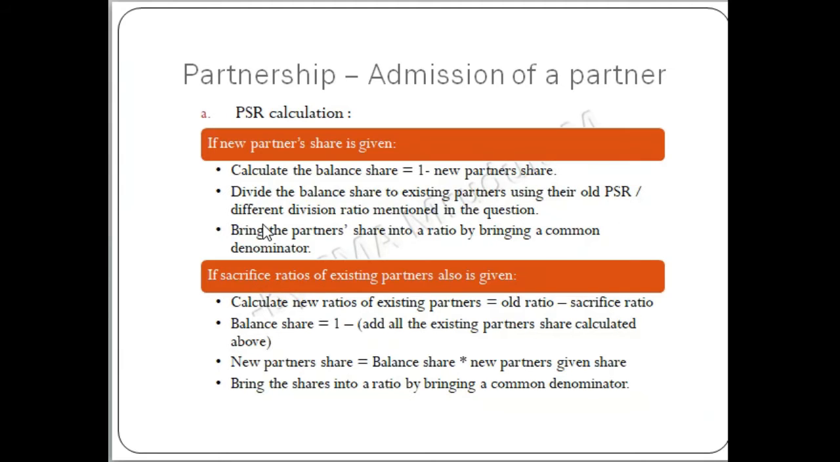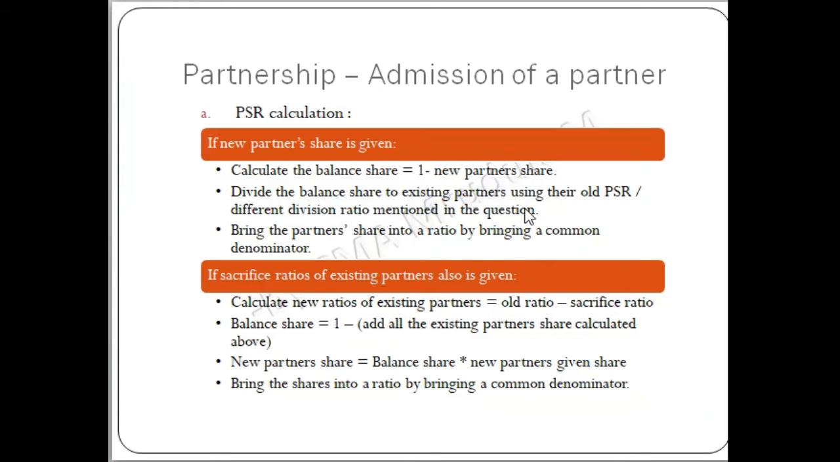Sometimes a division ratio for this would also be mentioned in the question. If so, please follow that instead of the old profit sharing ratio. Now, after arriving at the shares of the existing partners, we also have the share of the new partner. In the example that we are discussing now, the new partner's share is 3 by 5.